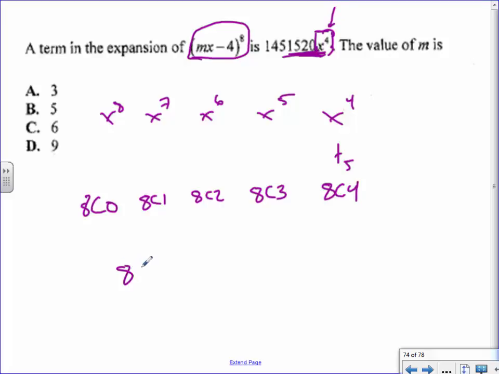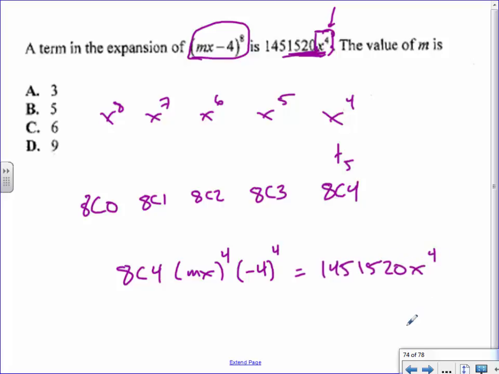So here's what I'm going to write out. I know that this should be 8 choose 4. Then I'm going to need mx 4 times, and I'm going to need minus 4, 4 times. How do I know that they're both 4s? Exactly. They have to add to 8. And if 4 of them were x's, then the rest must have been these guys here. Well, I know that this is supposed to equal 145,1520 x to the 4. I'm going to solve this now.